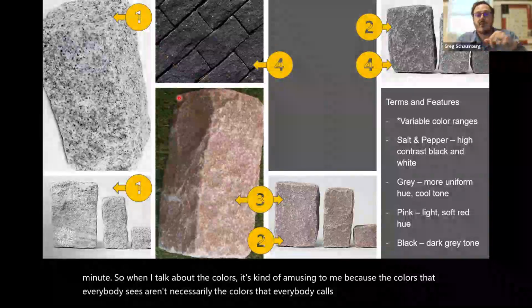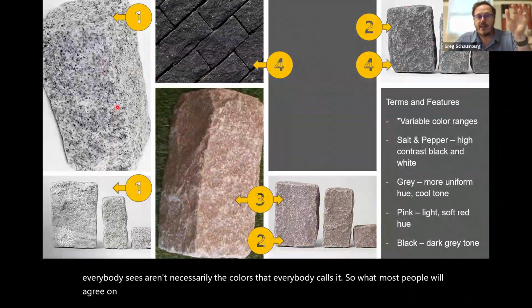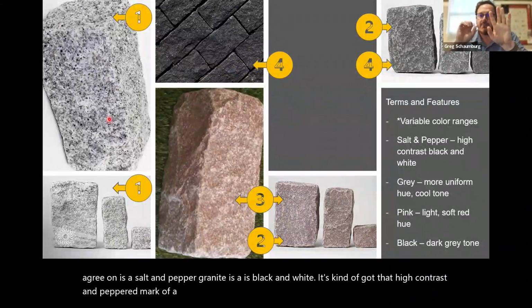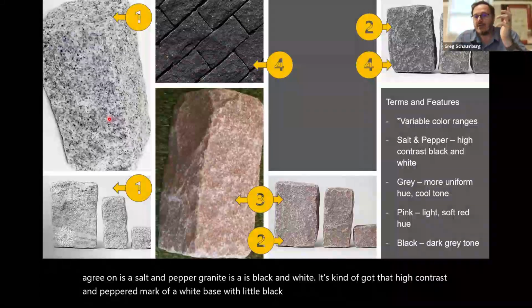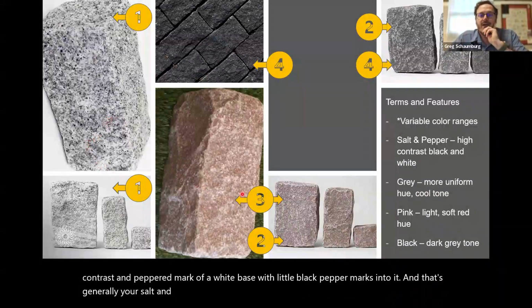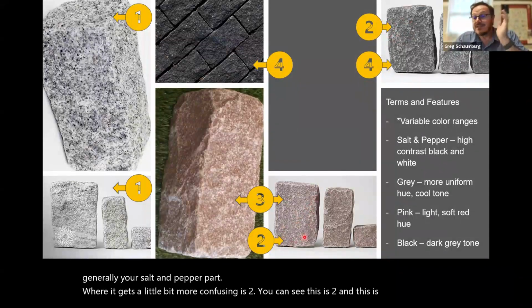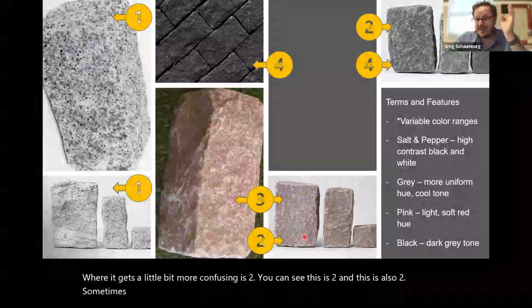So what most people will agree on is a salt and pepper granite is black and white. It's kind of got that high contrast and peppered mark of a white base with little black pepper marks in it. And that's generally your salt and pepper part. Where it gets a little bit more confusing is number 2. You can see this is 2, and this is also 2. Sometimes that's called out as gray on a website.